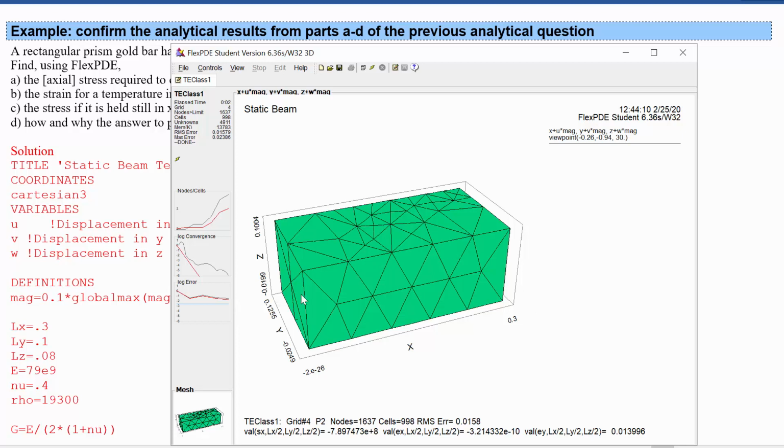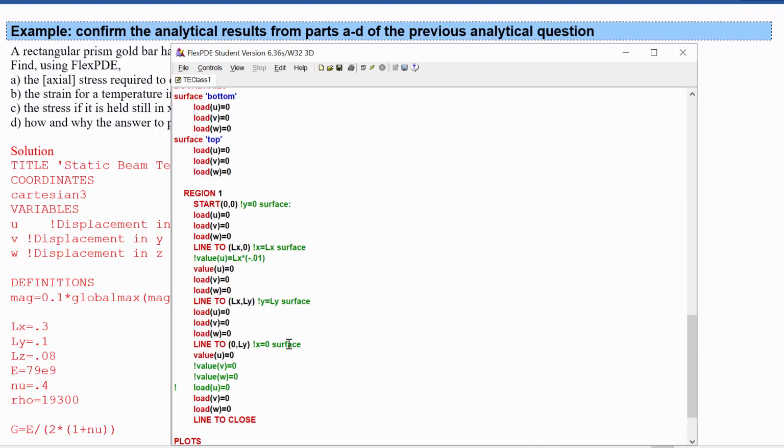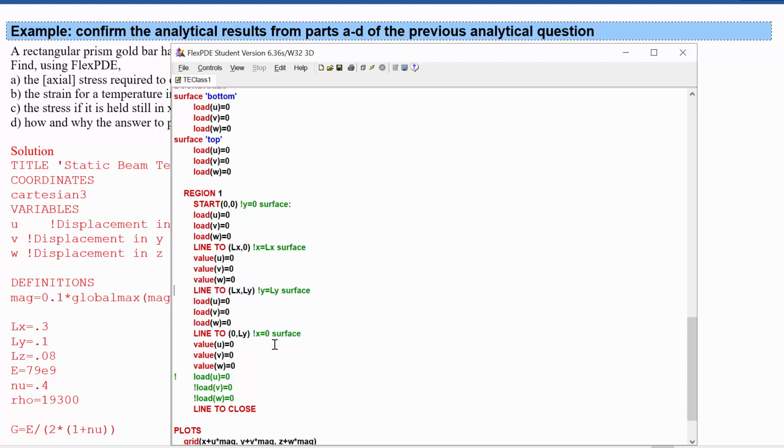But what if it is rigidly supported? So we get like a full fixed support here that doesn't allow it to expand in Y and Z. That would be setting value is equal to 0 totally on the X equals 0 surface. And we can do the same thing on the other side. What's your prediction for what's going to happen to the stress now?